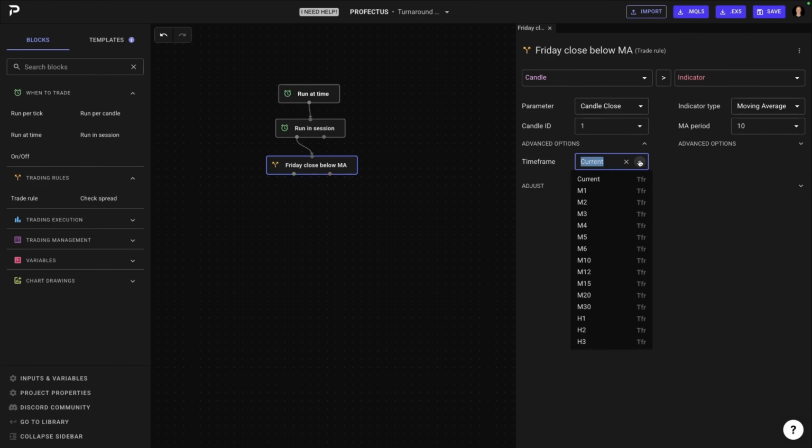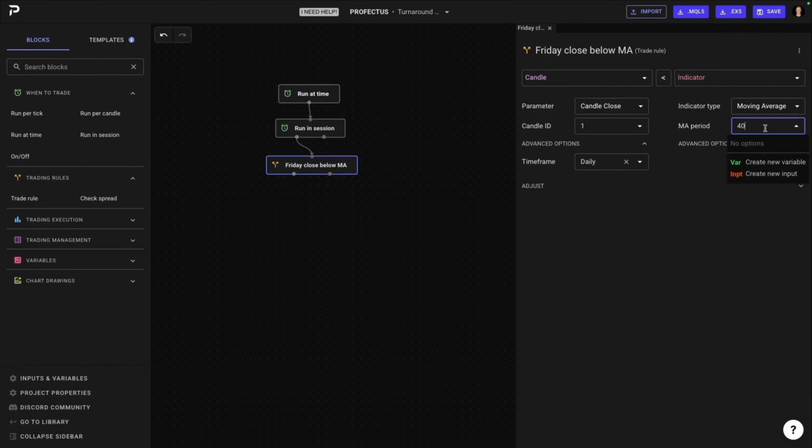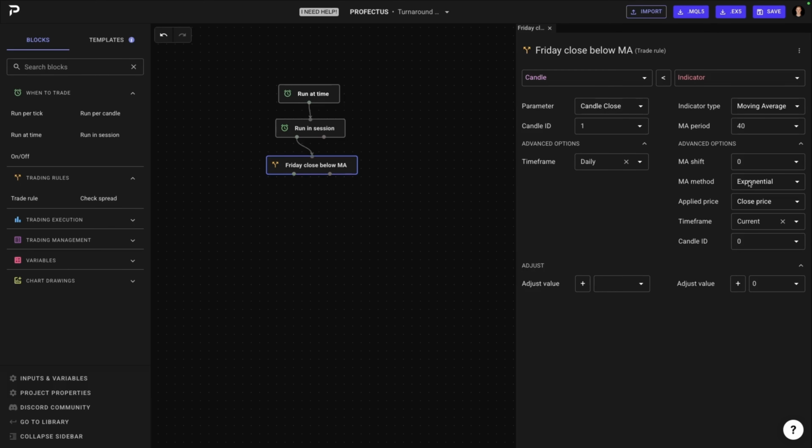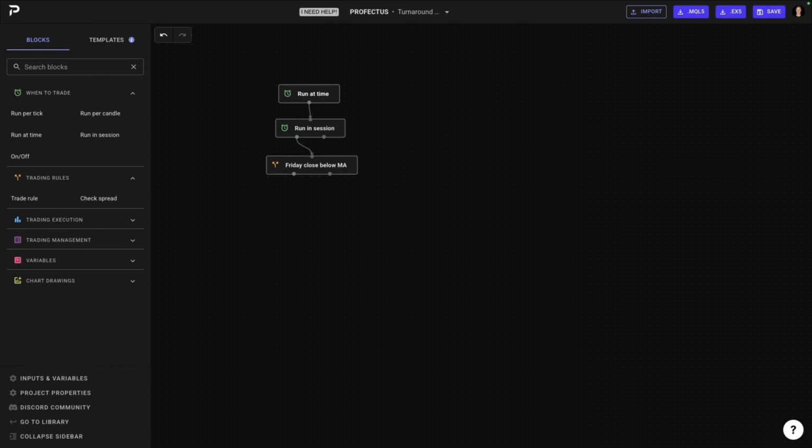Then you go to the time frame. We do this on the daily time frame. So you scroll down, click on daily. Then the candle close must be smaller than the moving average period 40. And here we define it as the exponential moving average close price. And here we also define the time frame on the daily, candle ID number 1. And that's it for this block.